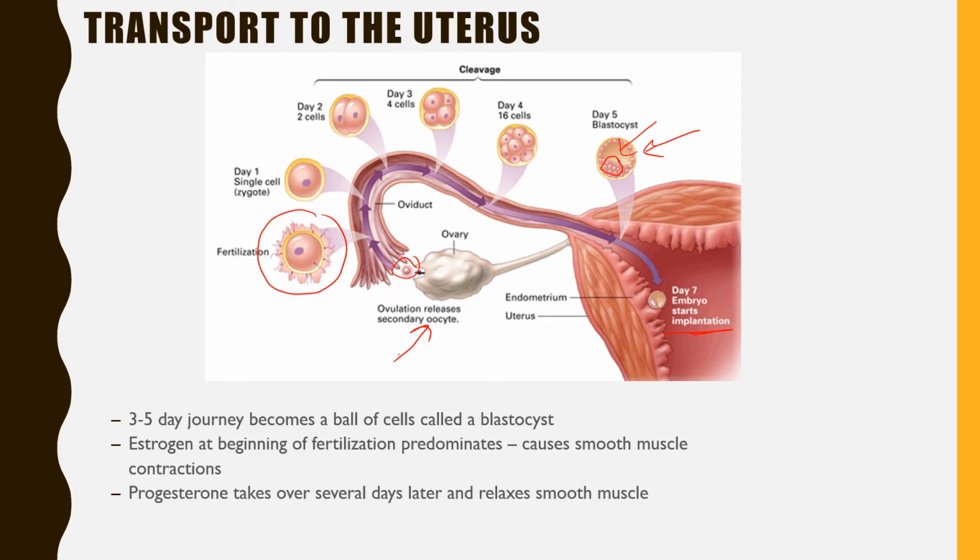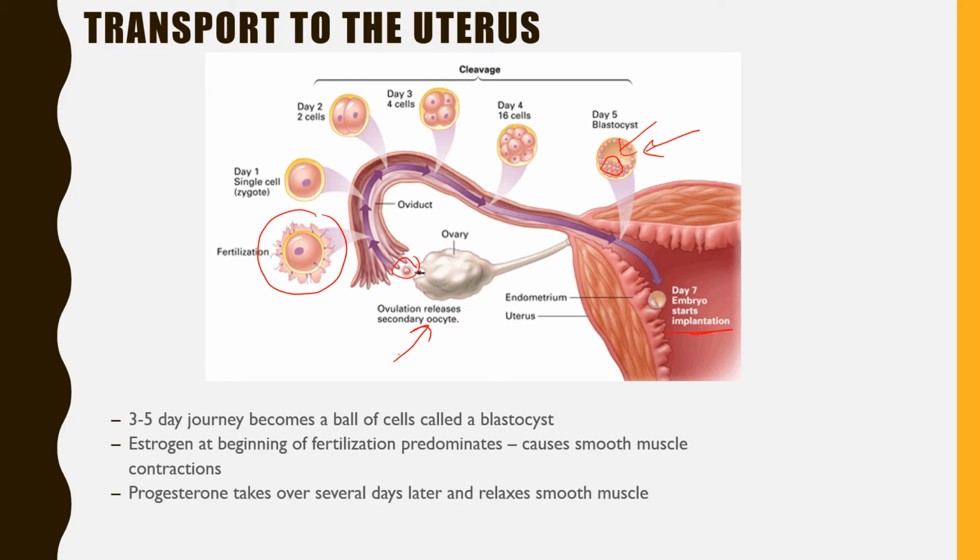Now progesterone starts to pick up, because it's part of that luteal phase. The corpus luteum starts to produce more and more progesterone, and it takes a couple days before the progesterone levels start to become more significant. Progesterone has the opposite effect on smooth muscles than estrogen does, and so progesterone actually relaxes the smooth muscles in the fallopian tube.